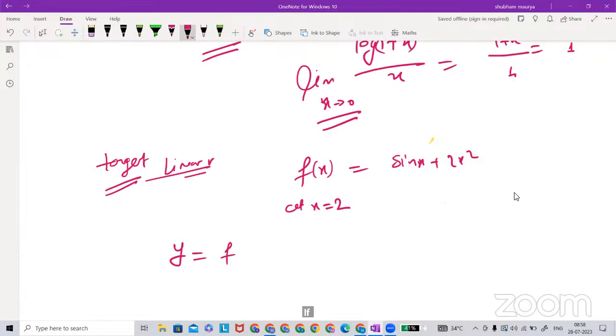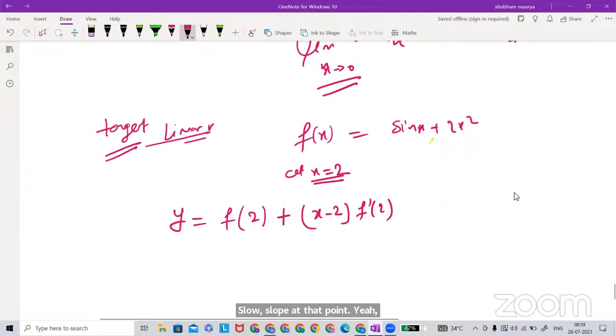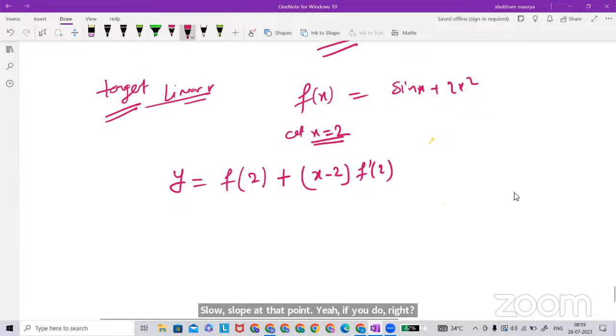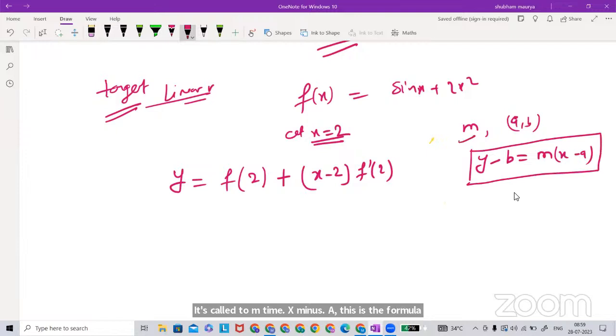The function value at that point plus x minus 2 times the slope at that point, f prime of 2. Just remember the formula: if you have the slope of a line and a point (a, b), the equation is y minus b equals m times x minus a. If you have the slope of a line and a point is given, then this is the formula to find the equation of the line.